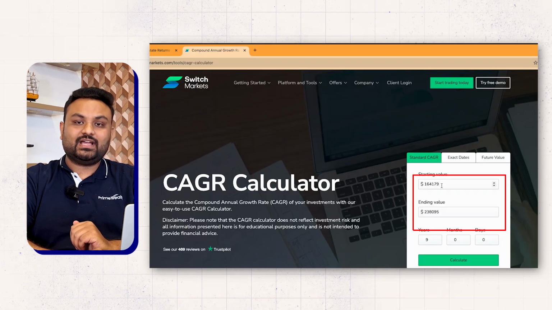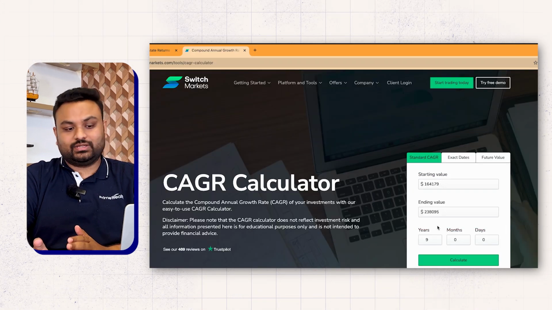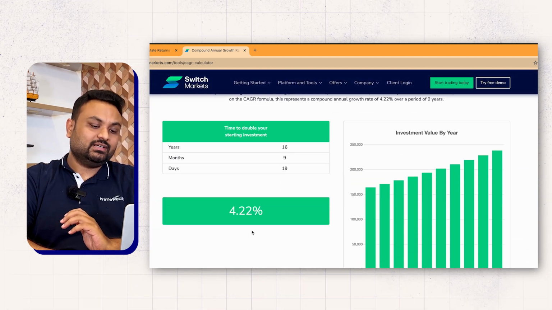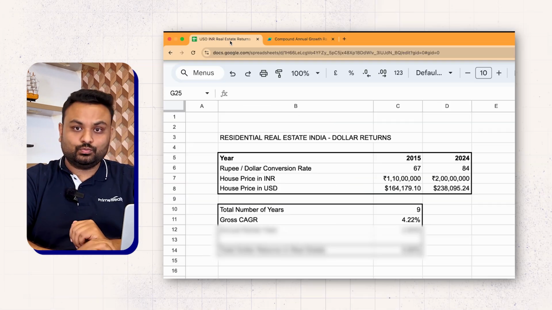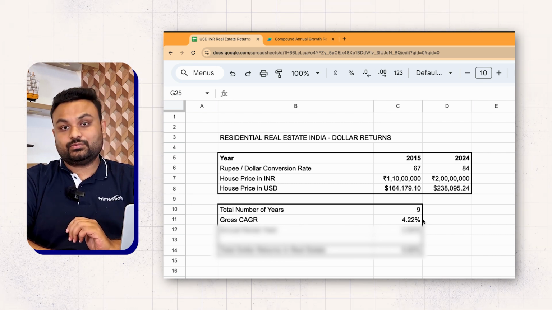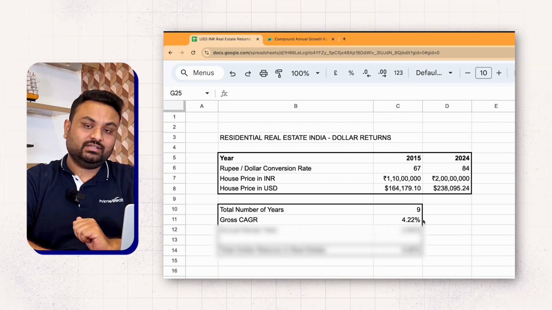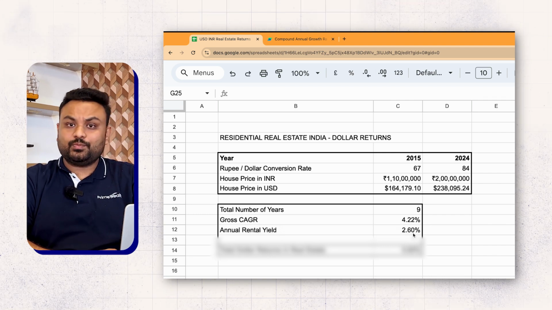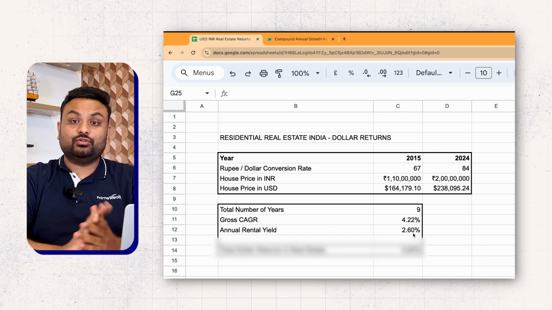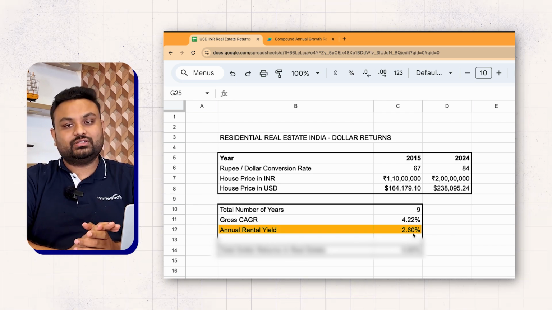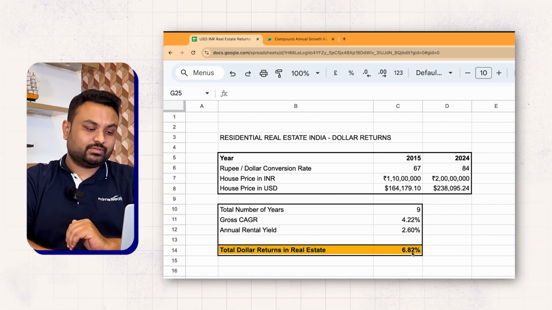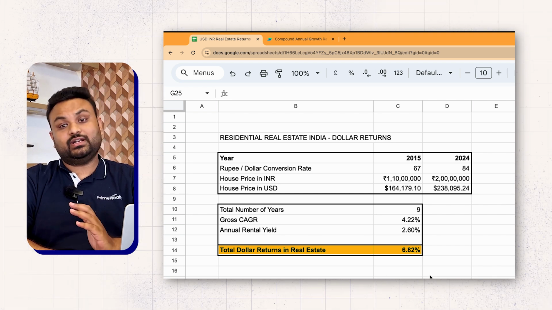As you can see, I have entered the buying cost as 164k and the selling price as 238k. Over 9 years, the returns come to around 4.22%. So I have noted here that the gross CAGR from this investment over 9 years is 4.22% in dollar terms. Now on this property, the owner was also able to generate an average of 2 to 3% rental yield. I have added that to this calculation. So if you add the total returns from this real estate investment, it comes to around 6.82%.